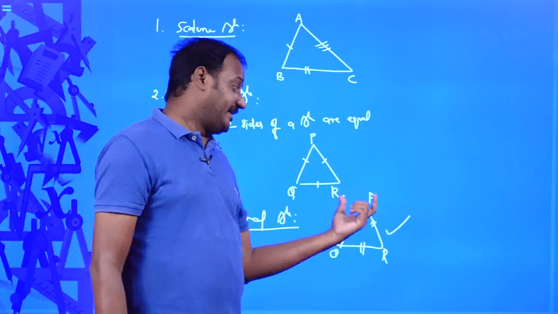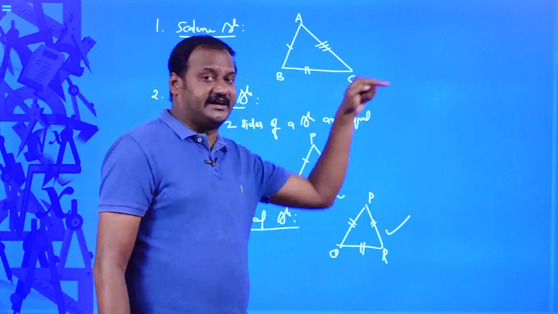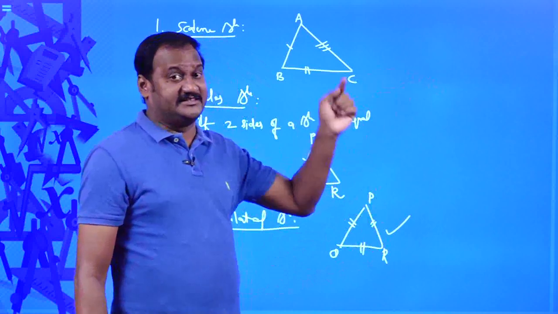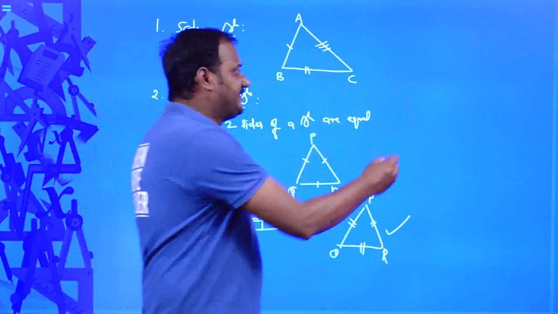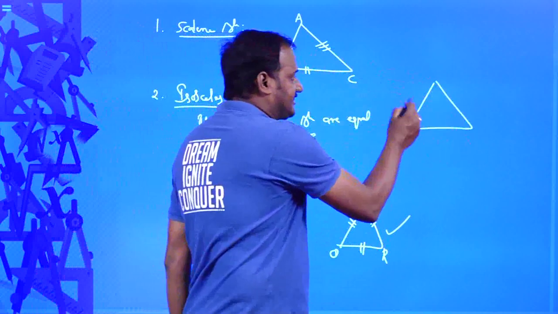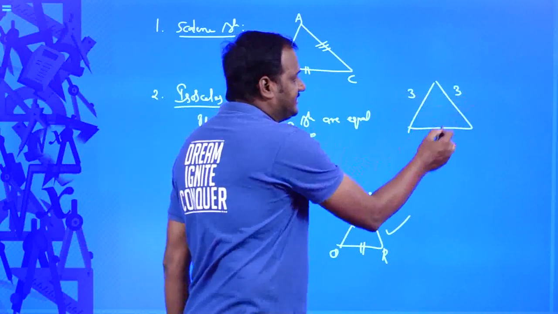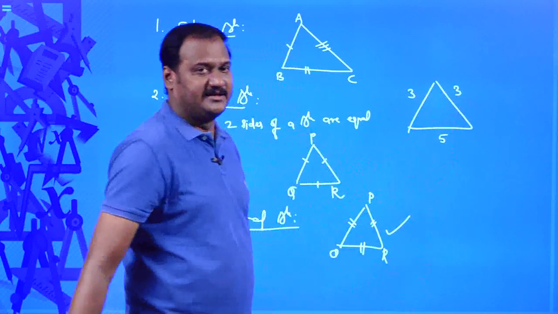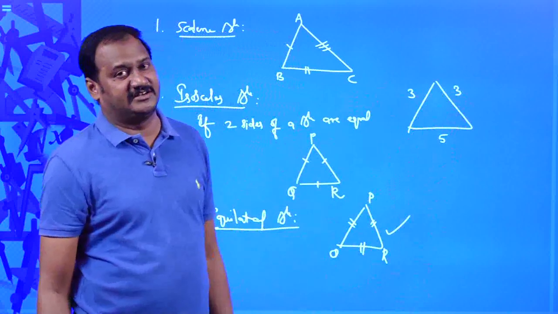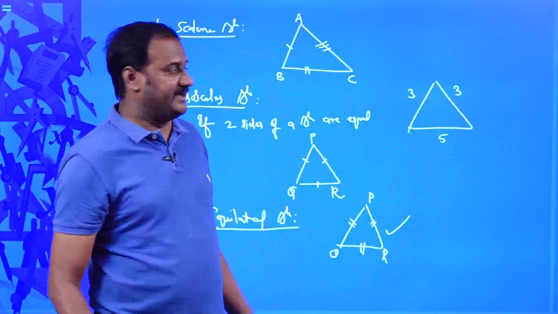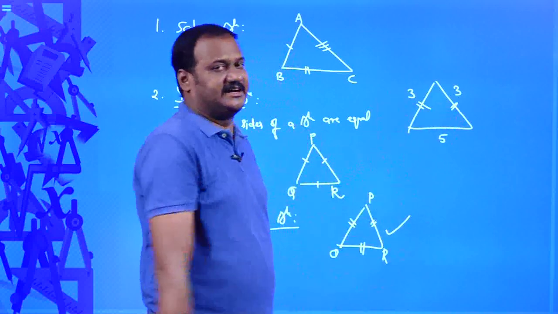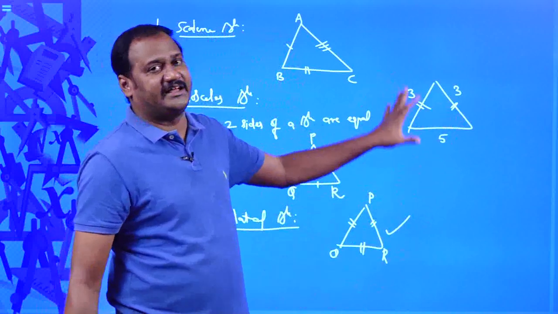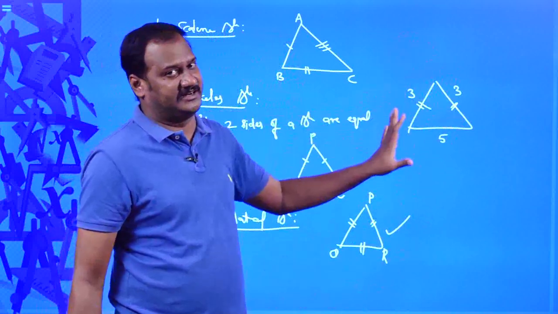It means every equilateral triangle is isosceles. Is every isosceles triangle equilateral? Need not be, because if I take one isosceles triangle like this, this is 3 centimeters, this is 3 centimeters, this is some 5 centimeters. So, can we call this triangle an equilateral triangle? Absolutely not, because here these two sides are equal and this side is unequal. This is only isosceles but not an equilateral triangle.